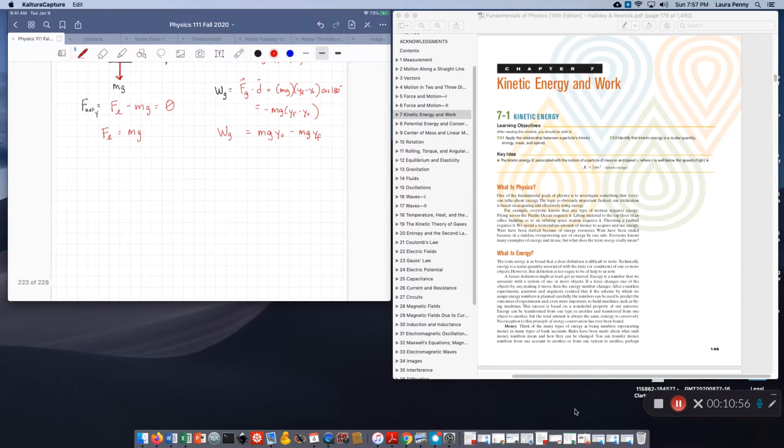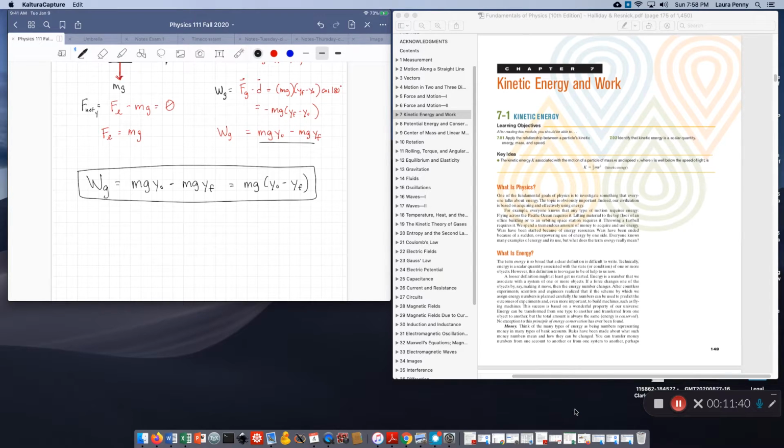Now I could go through and do lots of examples using gravity, but I don't think you want to see that, and I think we may do a couple more where this will come out. But I'm going to let you know that the work done by gravity is always this equation. It's always mg y initial minus mg y final. Or you can bring the mg out and write it like this. The work done by the gravitational force is always this.